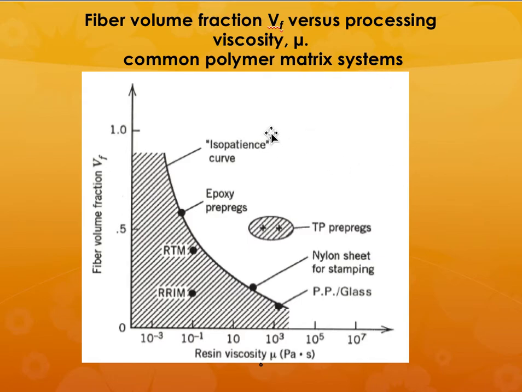So there are many, I mean, depending upon the type of matrix resin system, you are going to have different viscosities, and the type of process also. So if you are going to have an RTM process, and you have about 60% fiber volume fraction or 70% fiber volume fraction, it will start reducing the resin viscosity, and then it will start becoming solid.